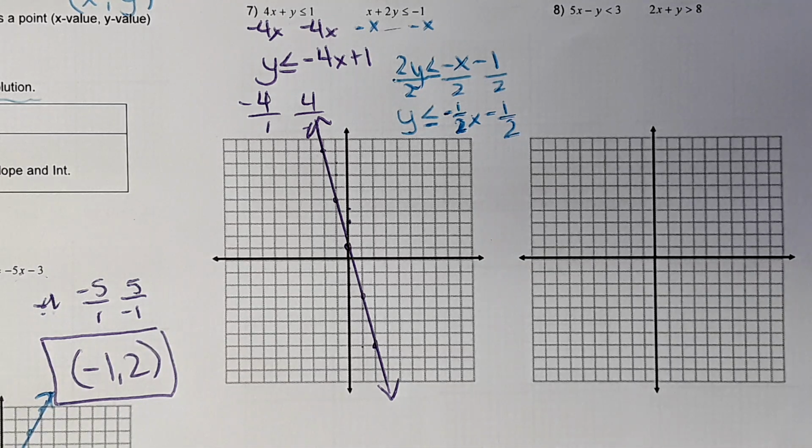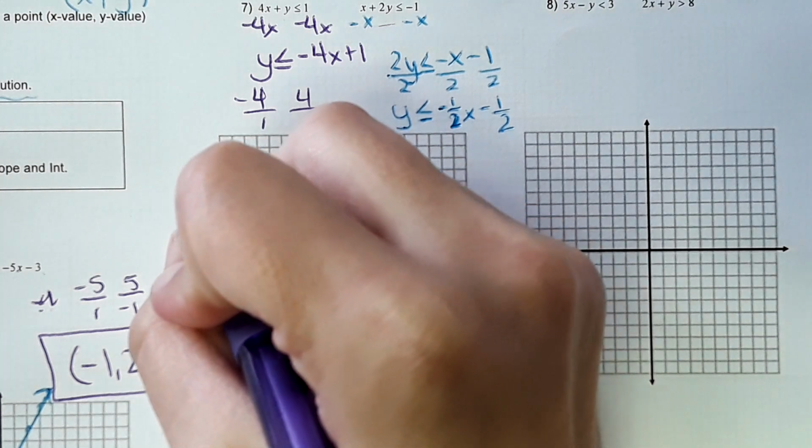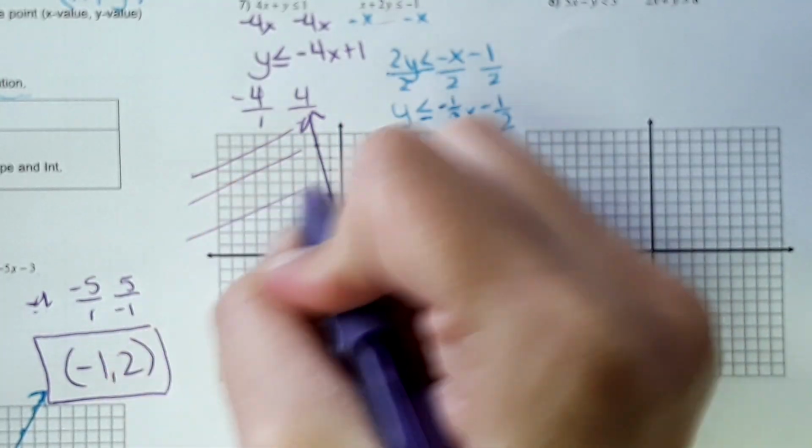And then I need to shade it. It says y is less than the line, so I'm shading underneath. Something that you can also do, if you aren't using colors, is use patterns. So you could use a striped pattern for this.